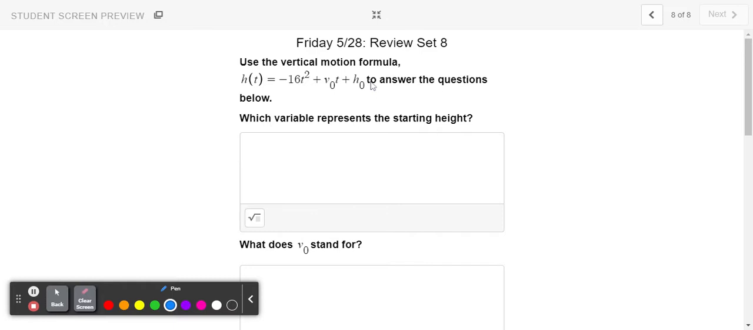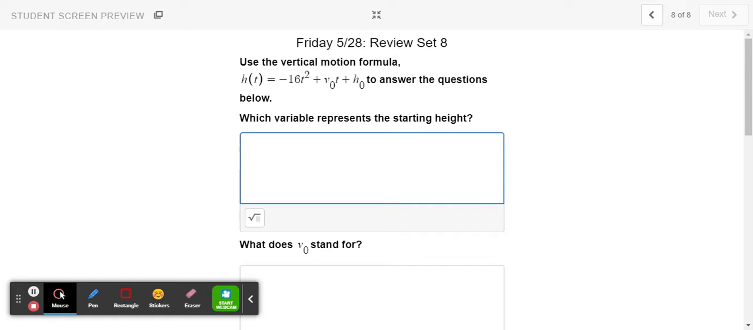From our notes in the past, I'm just going to answer the first two based on those. So which variable represents the starting height? Well, remember that h stands for height, so you can see there's an h here and there's an h here. So which one of those represents the starting height? Well, remember from our notes, that's what that little sub 0 represents. That means initial or beginning. So h sub 0 always will mean height initial or starting height. So we can type that in. I'll use the equation so I can do the little sub 0 in there, and there we go.